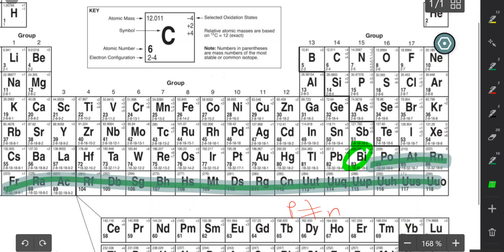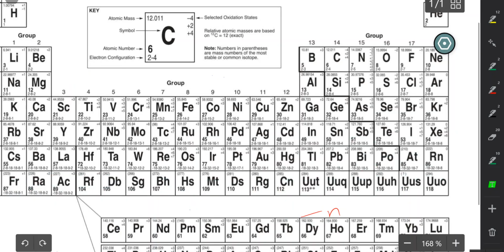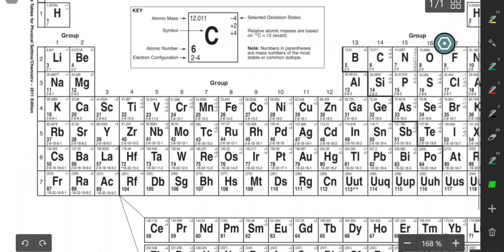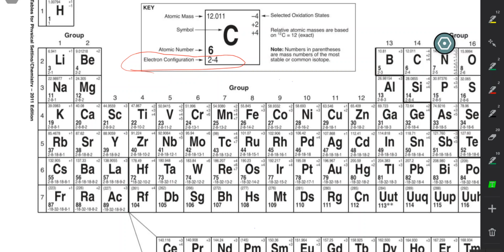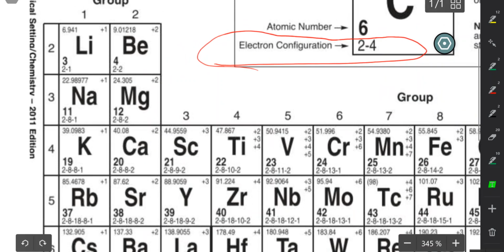So, what are valence electrons? Valence electrons are the electrons that are at the end of the electron configuration. So here is the electron configuration. It's usually written at the bottom of the symbol. So for example, lithium has this electron configuration, 2-1. And if you add these together, you'll get the total number of electrons, which in this case is 3.